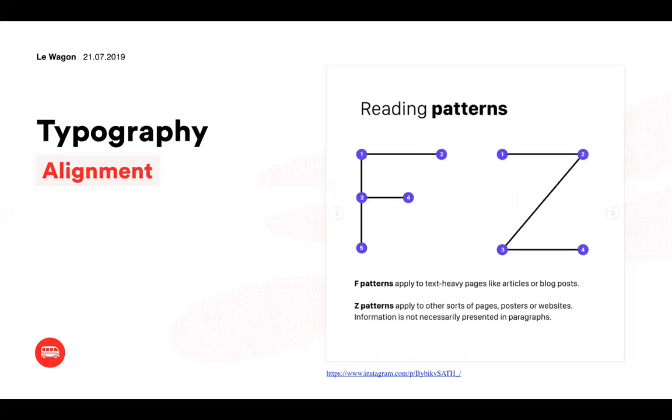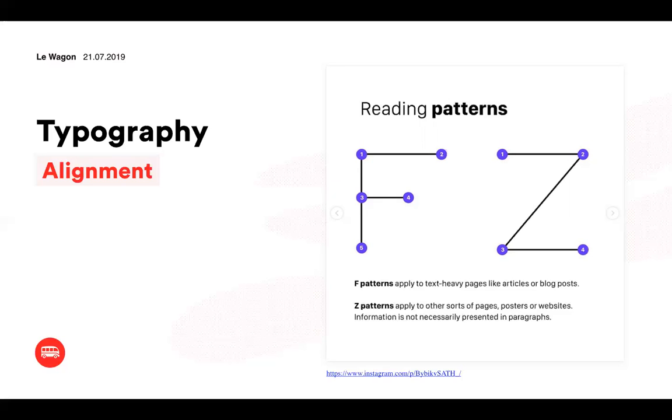Then these are the reading patterns I talked about regarding our eyes when we see a page for the first time. So we have the F pattern, and it applies to very text heavy pages like articles or blog posts. So this is the pattern that our eyes follow. But we also have the Z pattern, and it applies to other pages, posters or websites, or maybe to your landing page. When you have a lot of space between the elements, our eyes are just trying to scan and see if we find the information we're actually interested in.